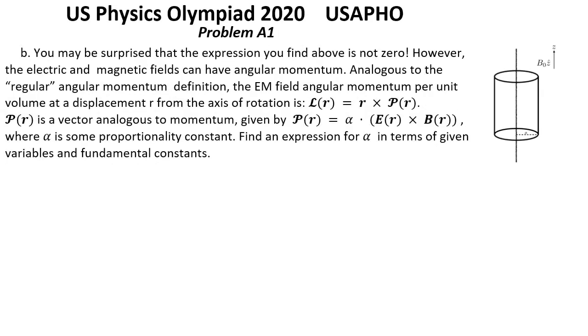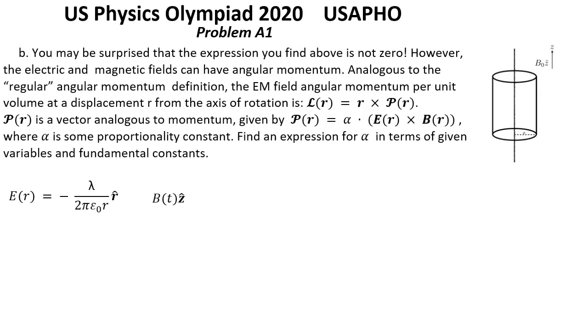Solution for question B. In our case, the electric field created by a central wire is negative lambda over 2 pi epsilon 0 r multiplied by the unit vector in the direction from the wire, and the magnetic field is just B as a function of t in the direction of z.